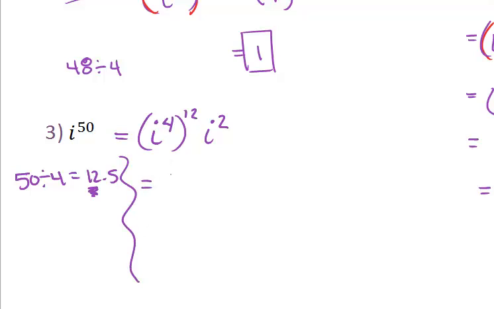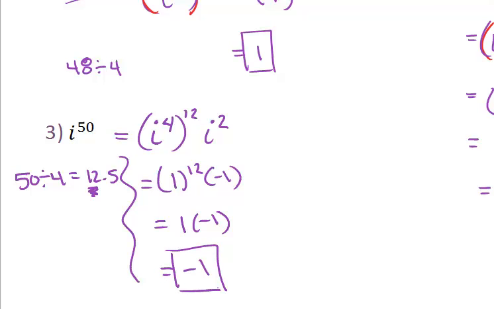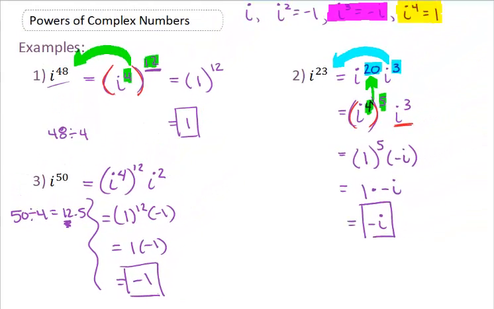So i to the 4th is 1, and 1 to the 12th power simplifies as 1. On the right, i squared is negative 1. And my final answer, 1 times negative 1, gives me negative 1. So i to the 50th gives me a negative 1. And that's how you do exponents on i.